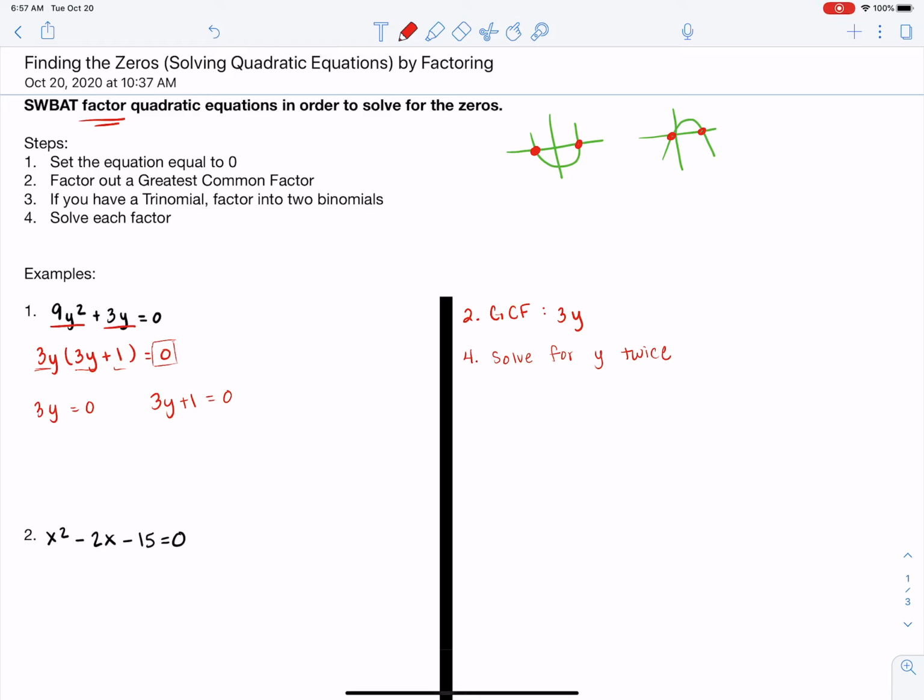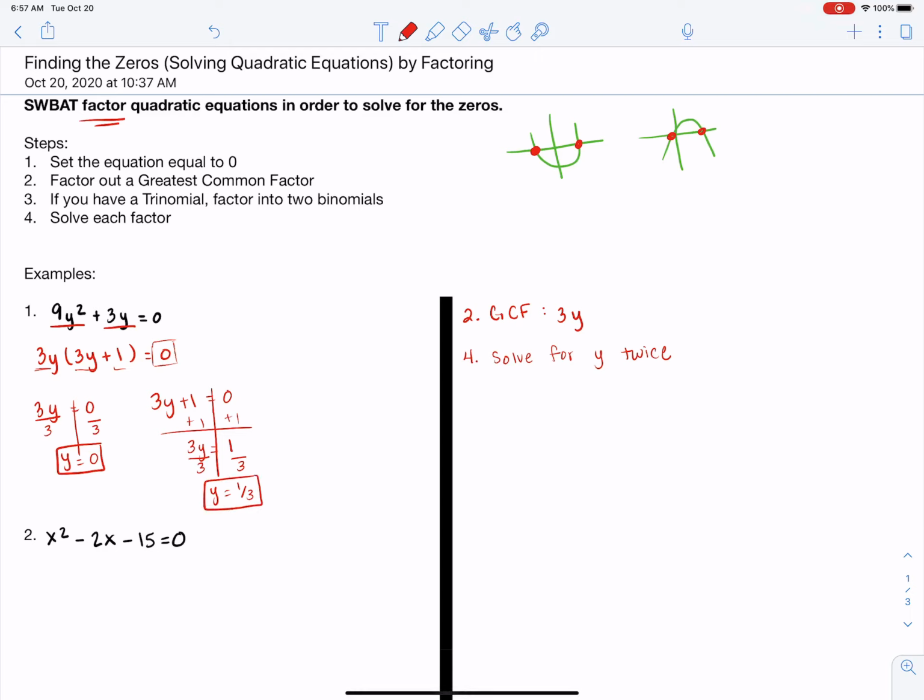So if I look at this first one, to get y by itself, we're going to divide by 3. 0 divided by 3 is 0, y equals 0. All right, in the next one, we need to add 1. 3y equals 0 plus 1 is 1, divided by 3, y equals 1/3.